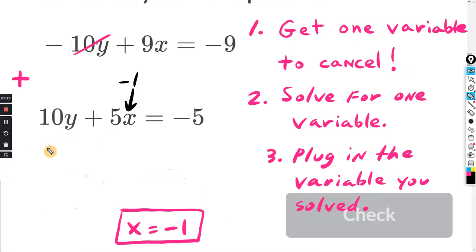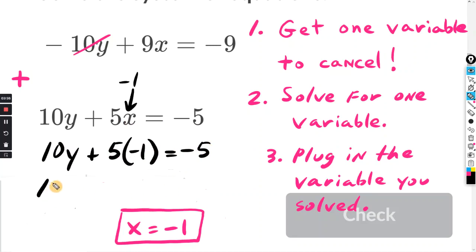So we have 10y plus 5 times negative 1 equals negative 5. And that gives us 10y. 5 times negative 1 is negative 5. And that equals negative 5.